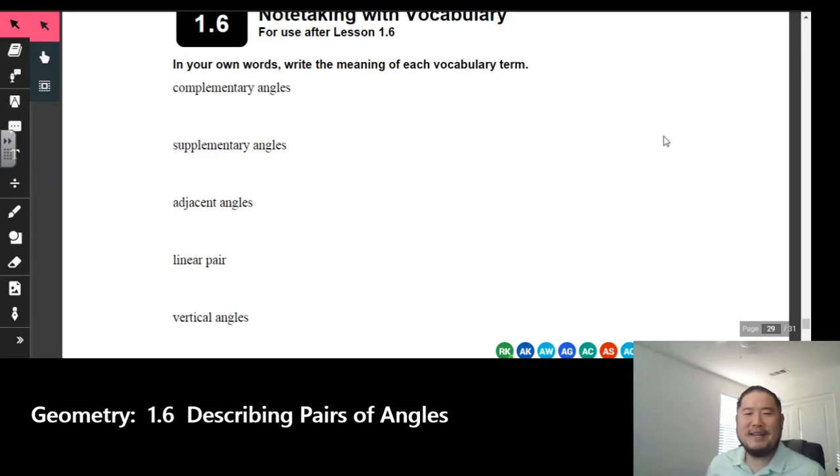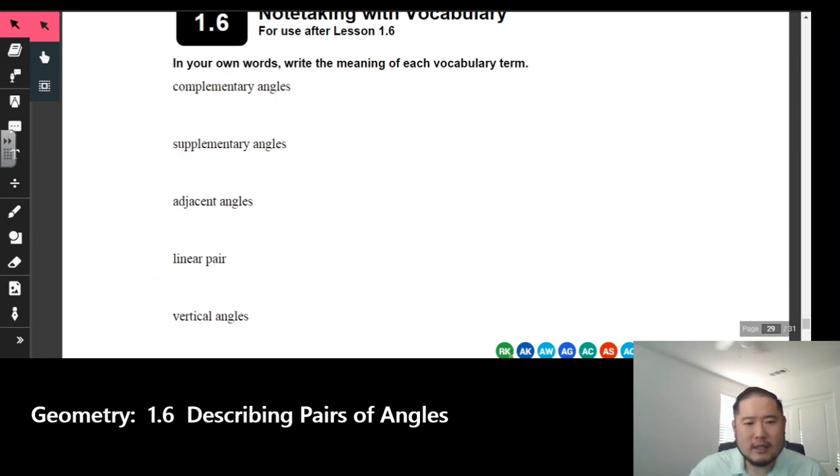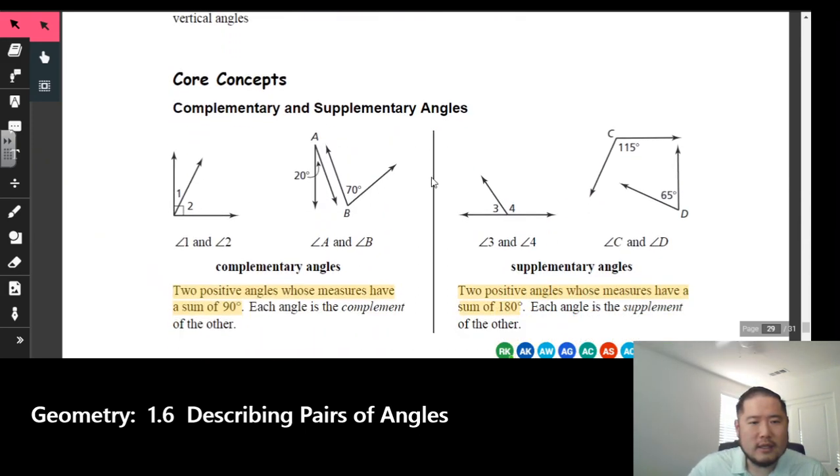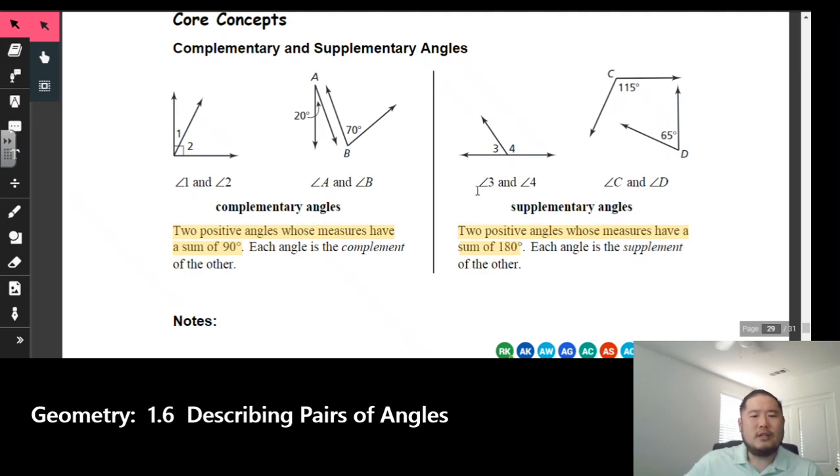All right. Let's start right here on the last section of chapter 1. We're looking at 1.6, which is describing pairs of angles. We have right here several vocabulary terms that we're going to look at. And I left them blank because, fortunately enough, they are all listed in the student journal. So let's start off with angles that are complementary.